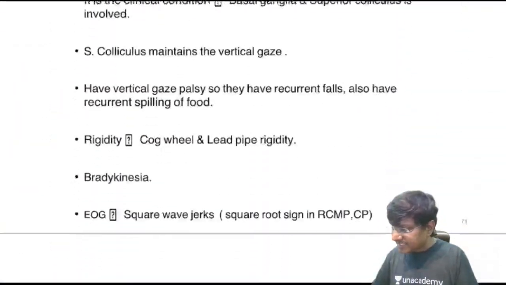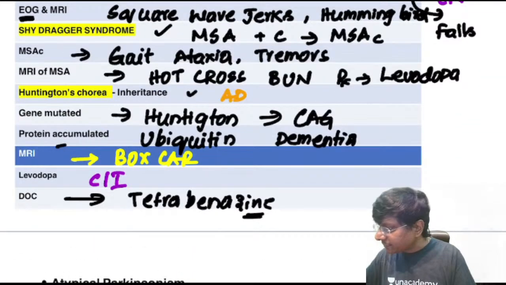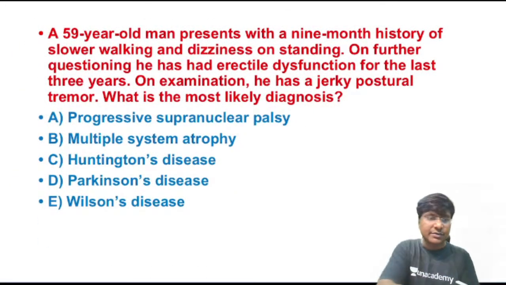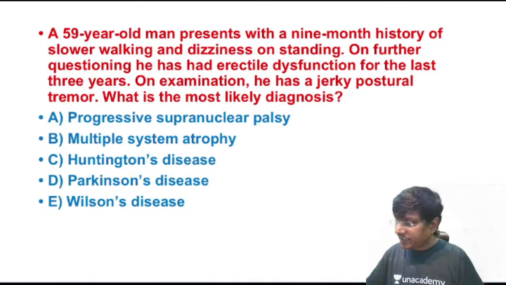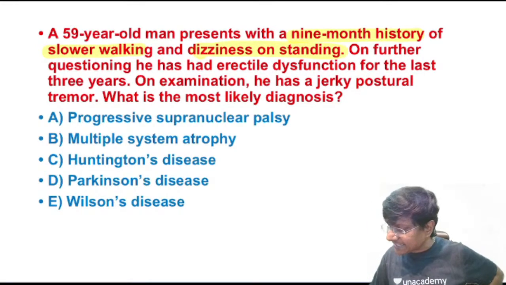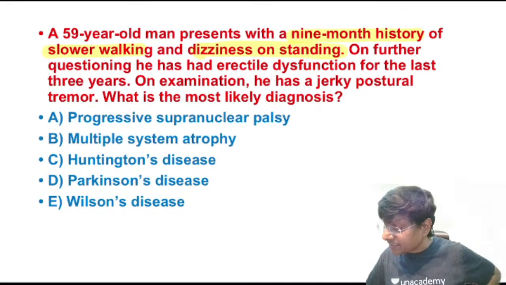Right, now just answer this clinical question quickly, because in the upcoming exams we are expected to have clinical questions. A 59-year-old man presents with a 9-month history of slow walking and dizziness on standing. This point is very, very important. Dizziness on standing. On further questioning, he has had erectile dysfunction for the last 3 years.